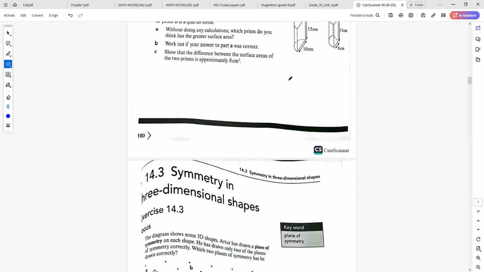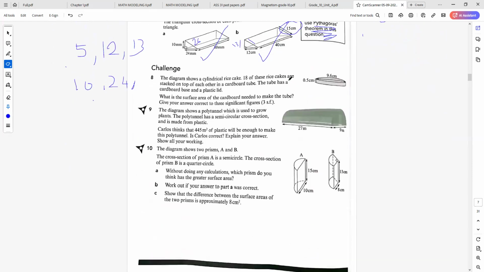Right. Now we will look at these challenge questions. So I will just tell the idea. You can try them by yourself. And if you encounter any issues or doubts, you can ask me via WhatsApp.